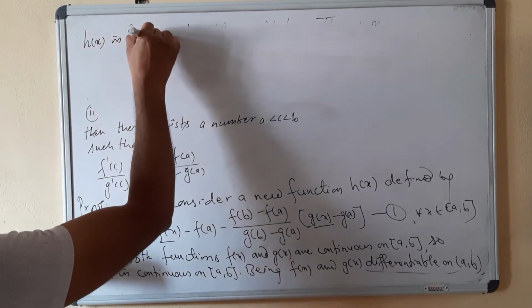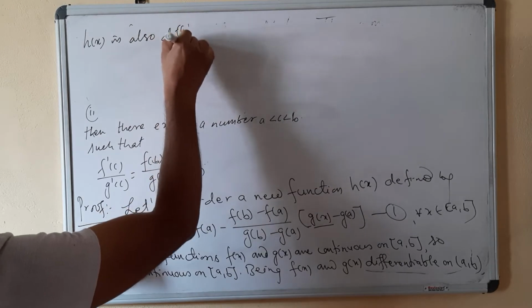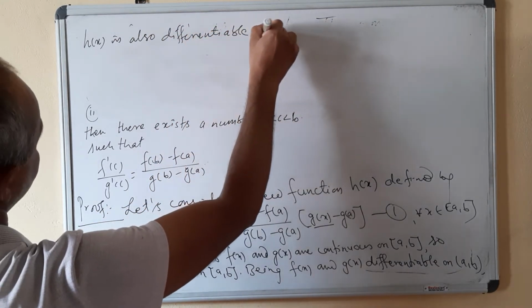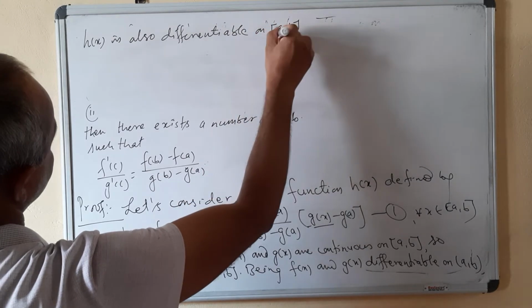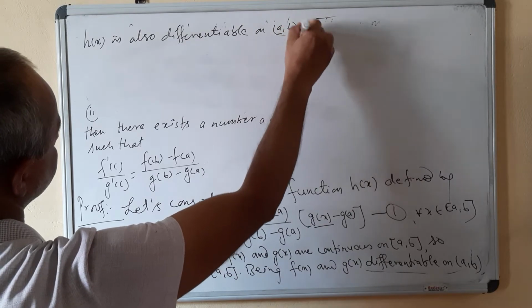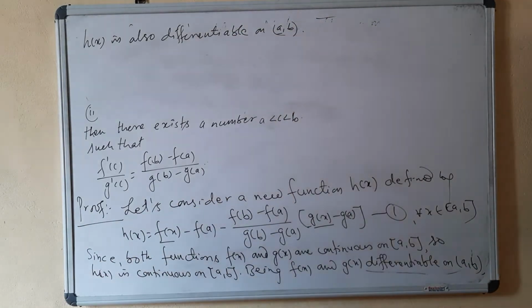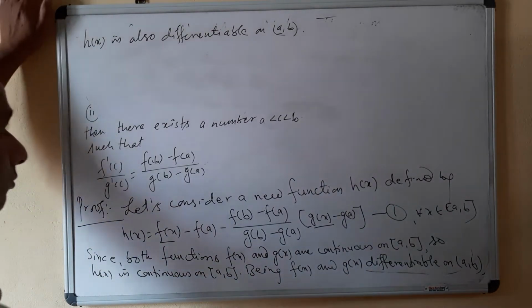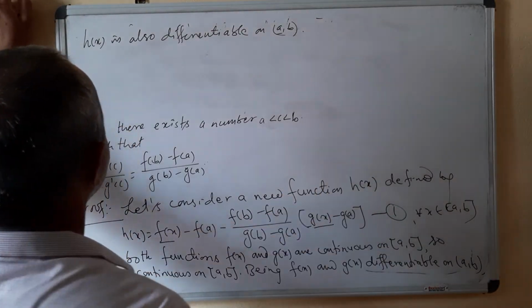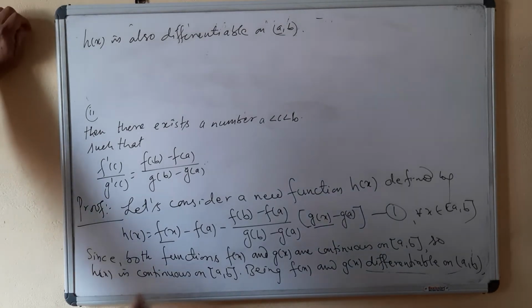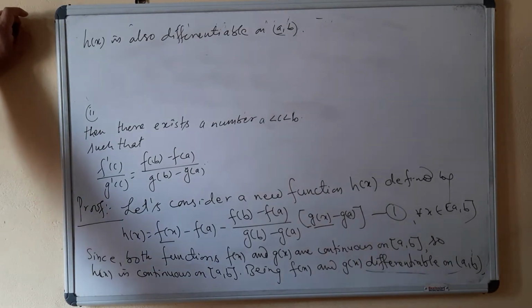h(x) is also differentiable on the open interval (a, b). Then h(x) is also differentiable on the open interval (a, b). Now, so both of the hypotheses, that means the first two hypotheses of Rolle's theorem, have been satisfied.